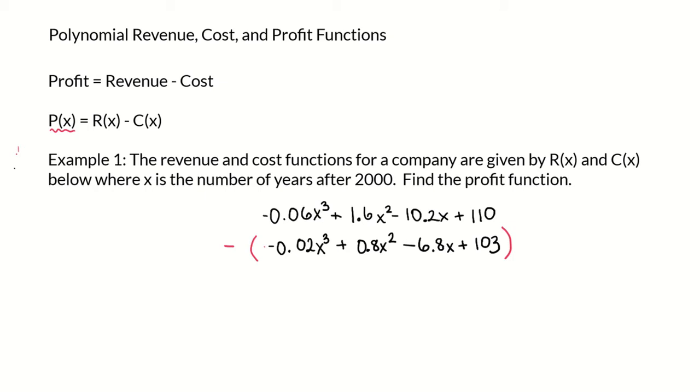So this negative turns into a positive, this positive turns into a negative, this negative turns into a positive, and then this positive turns into a negative. So subtracting just means we can multiply by a negative 1 or change the sign of the second function. And then we add these two functions together.